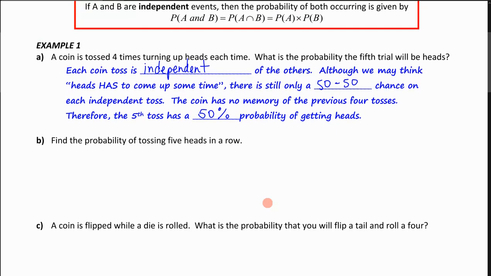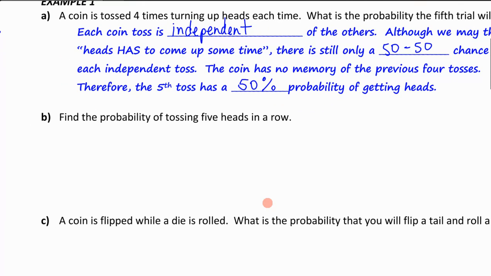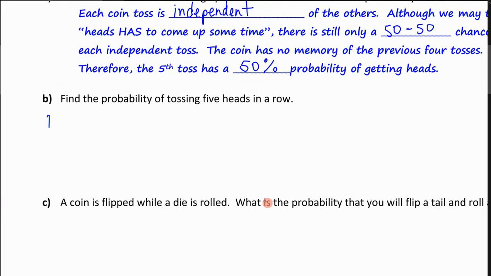Okay, so part B, find the probability of tossing 5 heads in a row. So the event is getting heads, so heads and heads 5 times in a row. I'm going to express this using this kind of statement: 5 H's, 1, 2, 3, 4, 5. That's going to equal the probability of flipping a heads, 5 times.